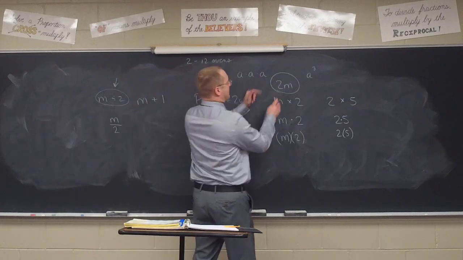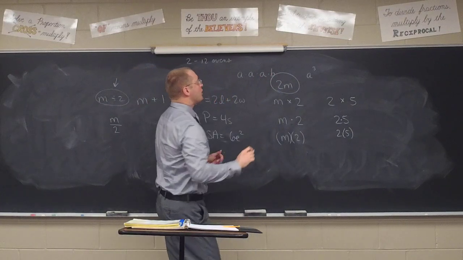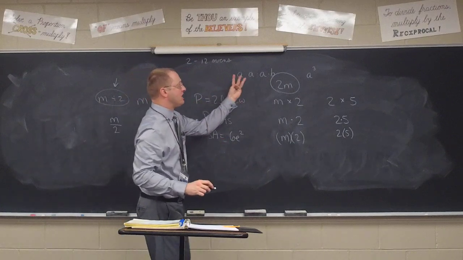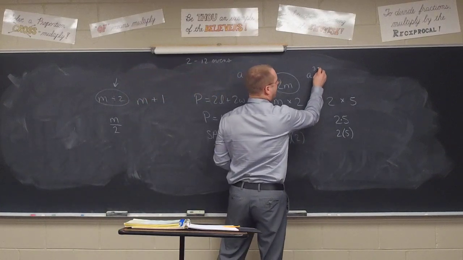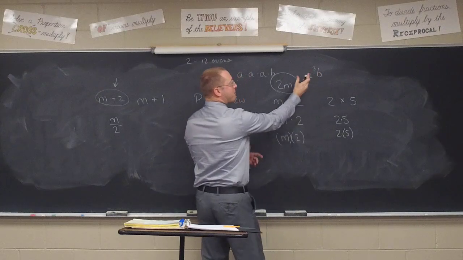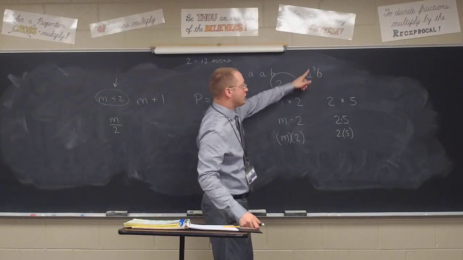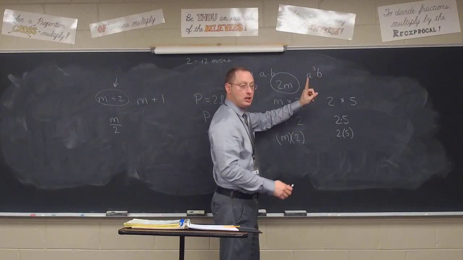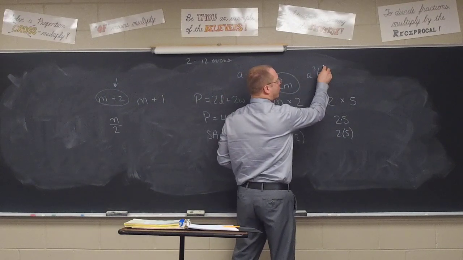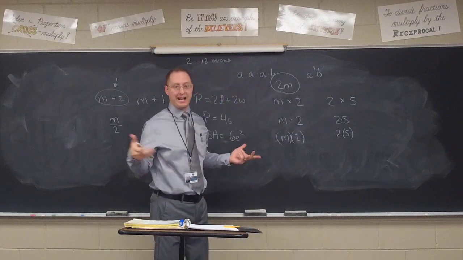Now, they had a times a times a times b. There isn't a fourth power here, right? Because only these 3 match. The b is just kind of a tag along. But again, I can run it right up against the a cubed to show multiplication. This means that the a is cubed and the b technically has an exponent of 1. You don't have to write it because we're lazy.